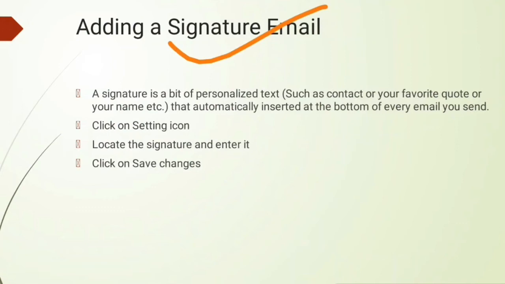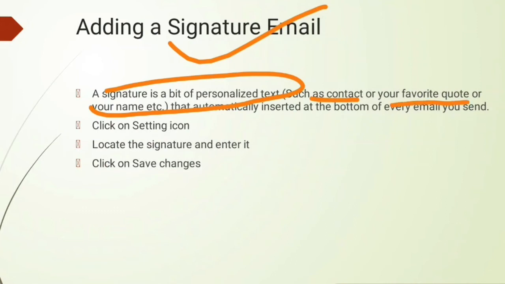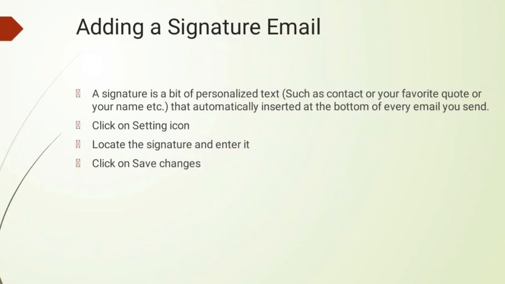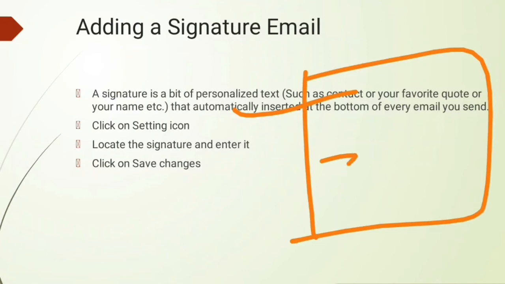Now the next one is adding a signature to email. So what is a signature? A signature is a bit of personalized text, such as your contact number, your favorite quote, or your name, etc. These are signatures, and this type of signature is inserted at the bottom of every email you send to others.